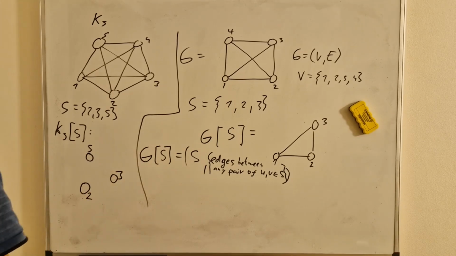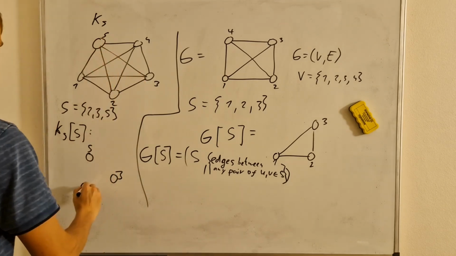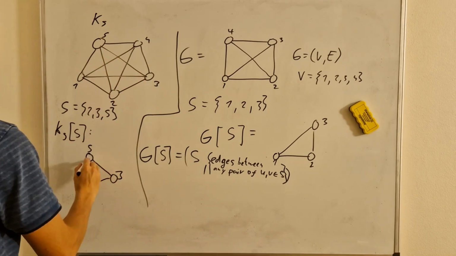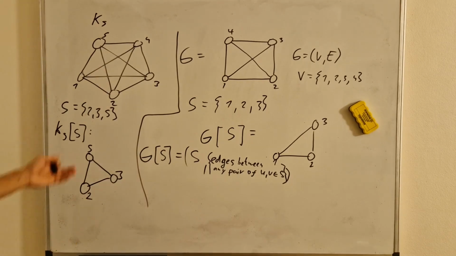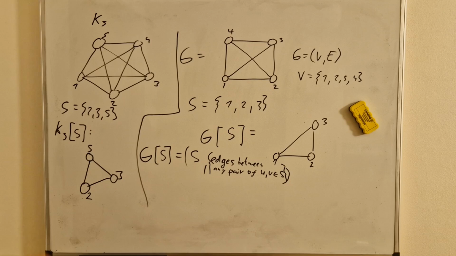So 2, 3, 5, we have the same ones. And now let's take all the edges between them. So we have 2, 3, 2, 5. And now we have just 3, and it's a complete graph, so actually there will be no more than that.